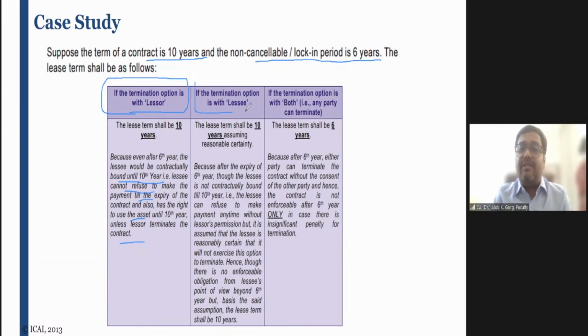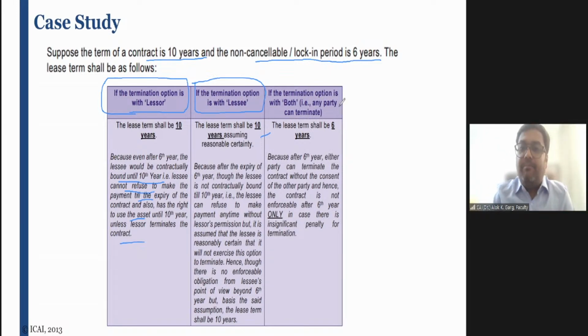If the termination option is with the lessee, then you need to see whether the lessee is reasonably certain to not exercise the termination option. In that case, the lease term will be 10 years, assuming the lessee is reasonably certain not to avail the termination option. But if the lessee is reasonably certain to avail the termination option, then the lease term will be 6 years, right? If you think the lessee will avail the termination option, then the non-cancelable period, the 6 year lock-in period, will be the lease term. If you think the lessee will not avail the termination option, in that case 10 years will be the lease term.